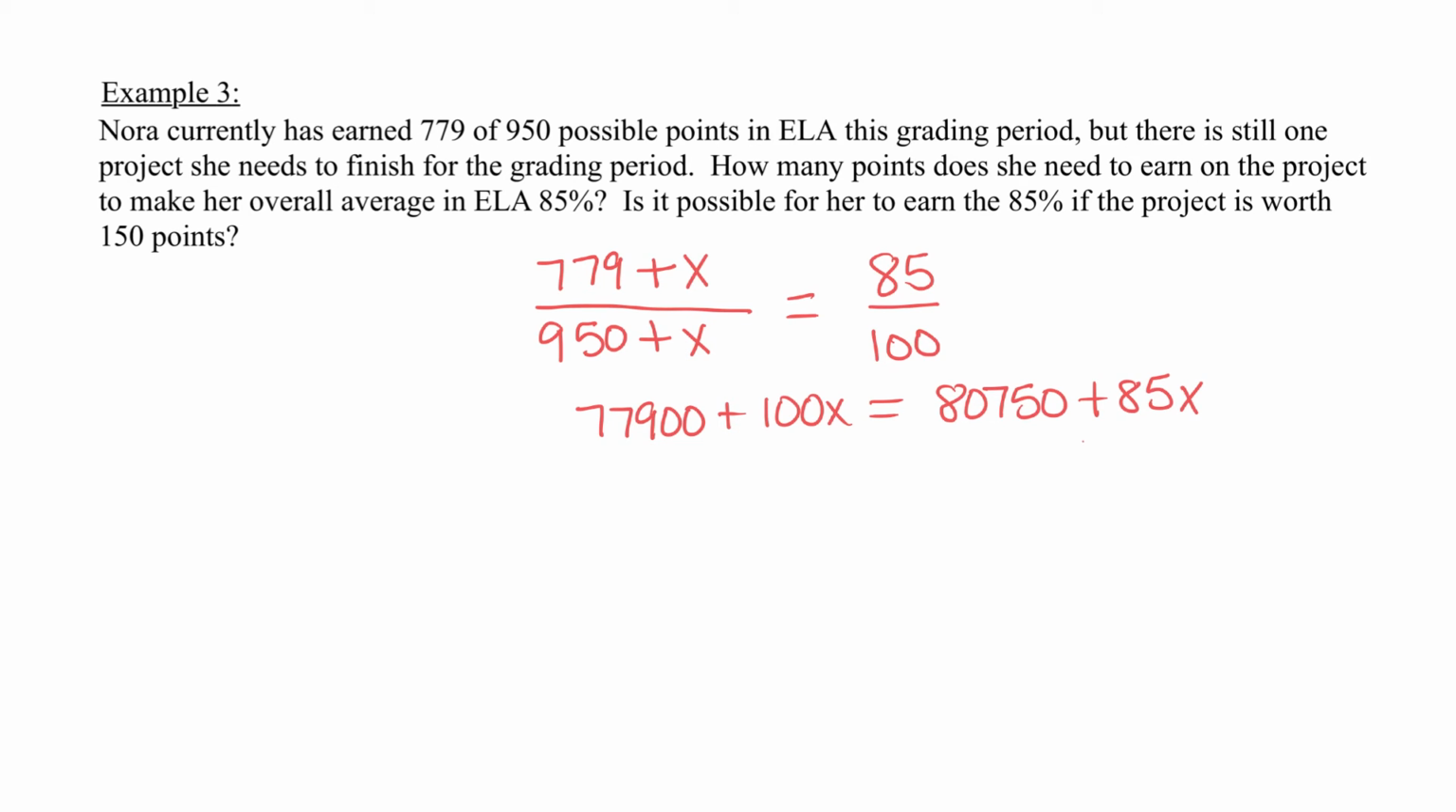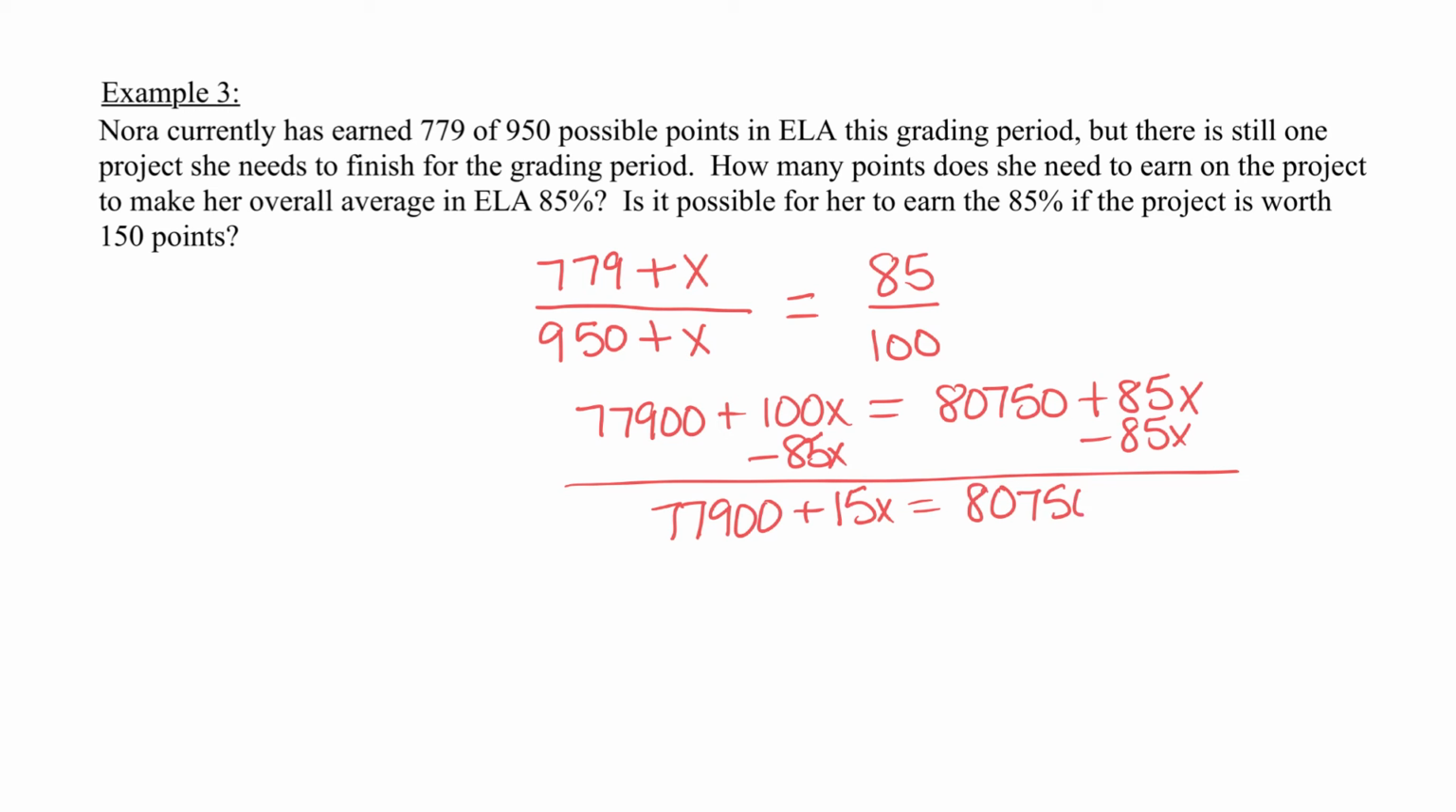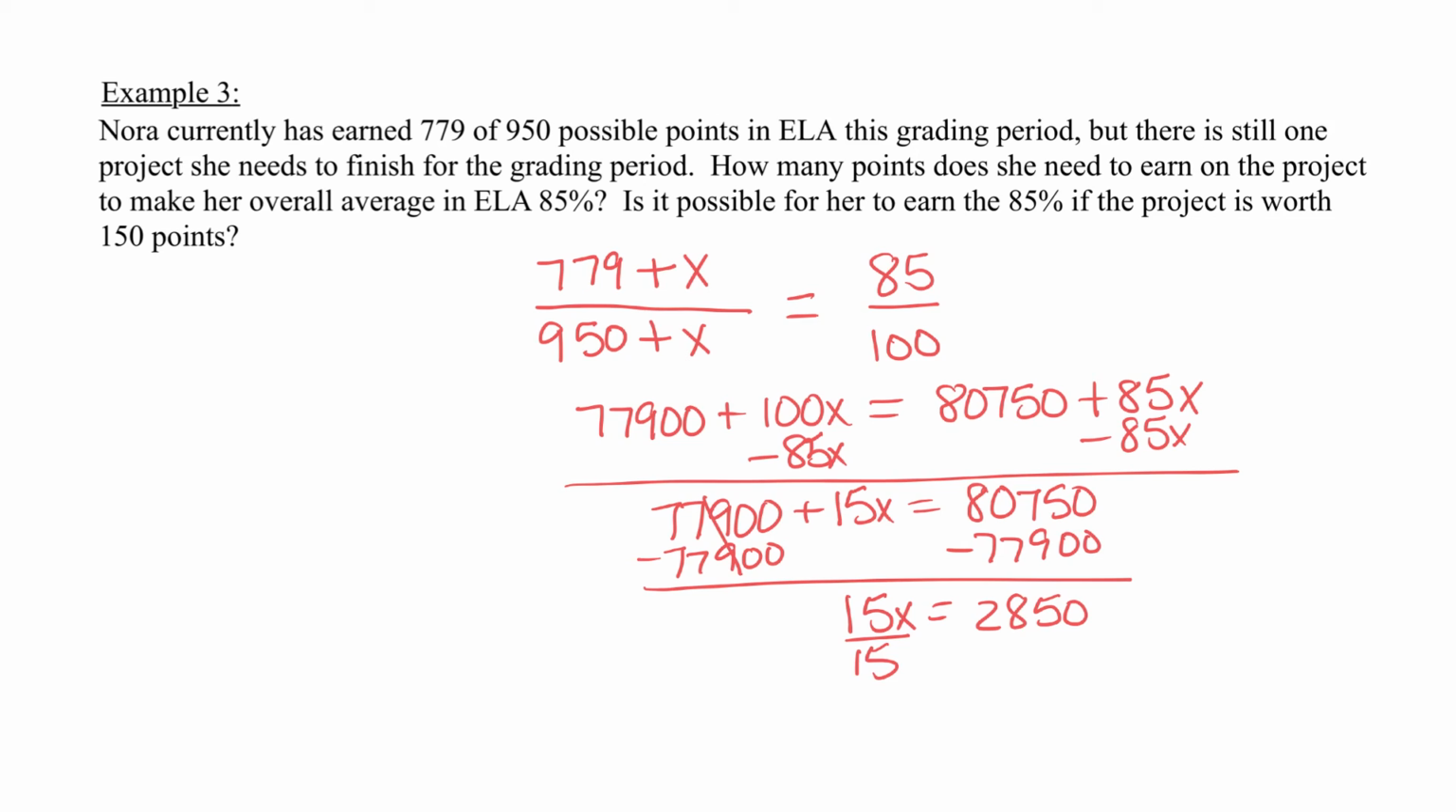If we get our x's together, you'll have 77,900 plus 15x equals 80,750. And then we're going to subtract this over to the other side. That's going to give you 15x equals 2,850. If I divide both sides by 15, it's going to give me 190.